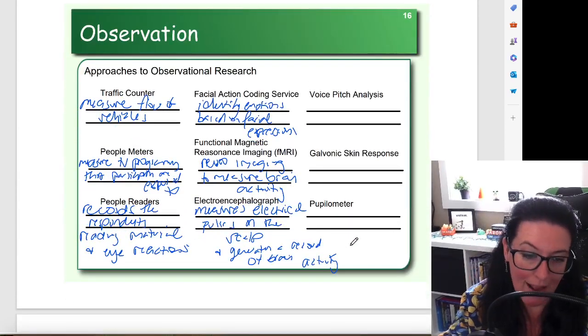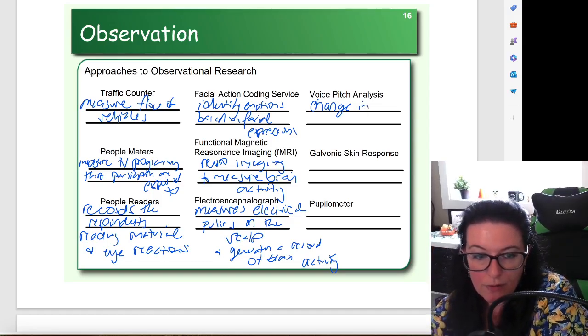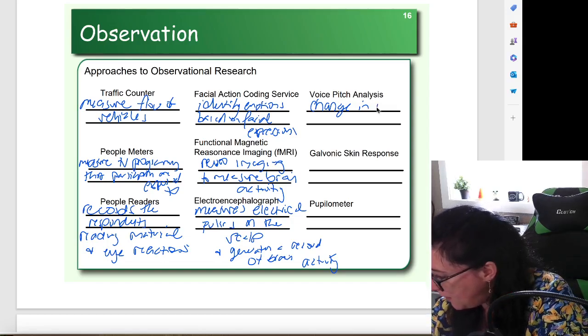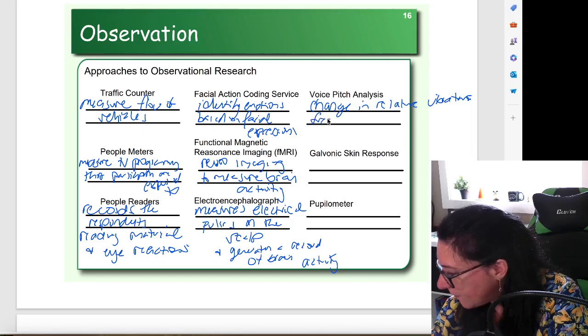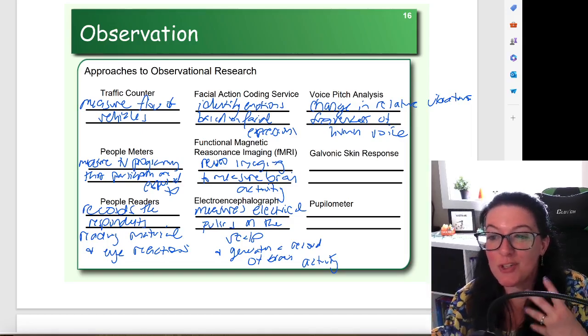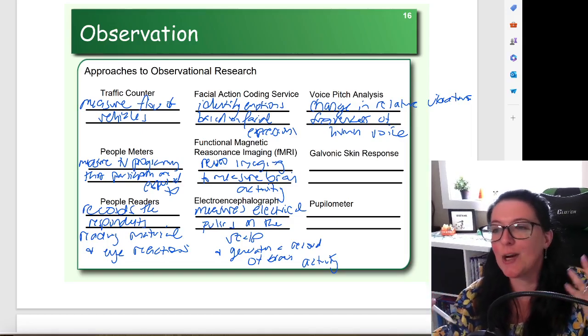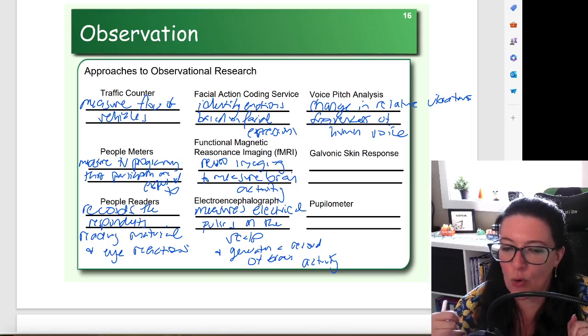What else we got? Voice pitch analysis. So this is studying the change in vibrations, in the relative vibrations or frequencies of the human voice. It's what it sounds like. Does the pitch of your voice change? So do you get higher pitch, lower pitch? As you are talking, is there a change in your voice at all?